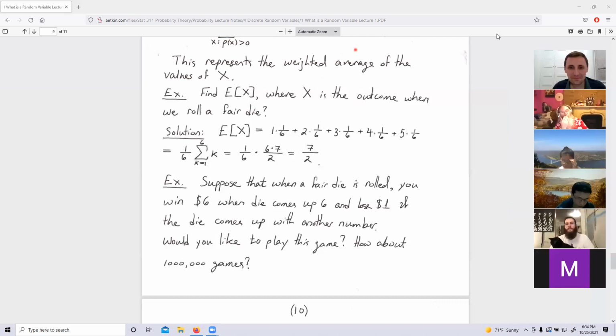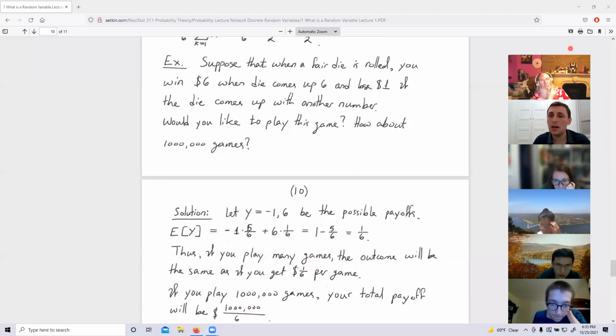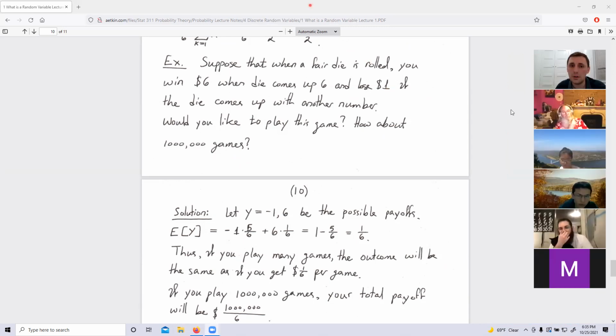All right, so would you like to play this game? Well, for that we can calculate the expected value. We know that the random variable either gives you -1 or 6. Do you agree? Either you get -$1 or $6. Now, what's the probability of getting -$1? It's 5/6, correct? And what's the probability of getting $6? It's 1/6. Do you understand what this calculation is doing, guys?